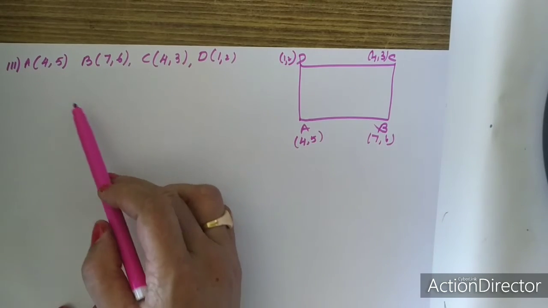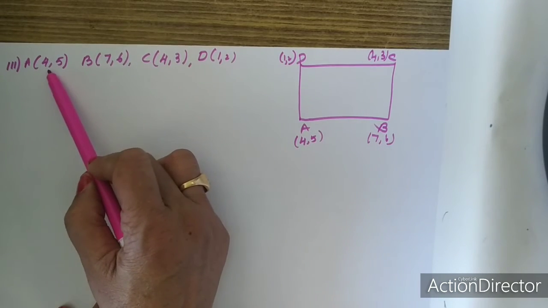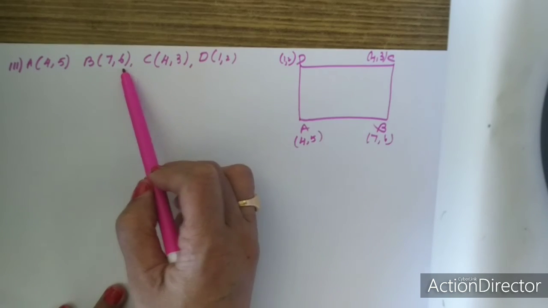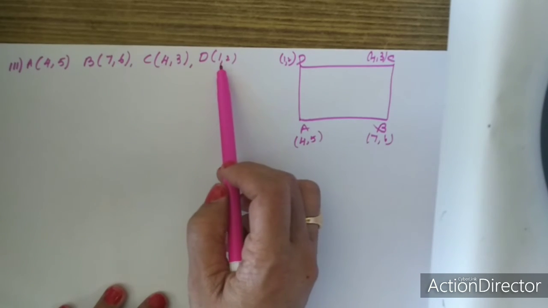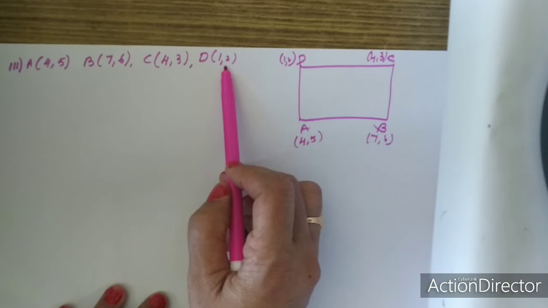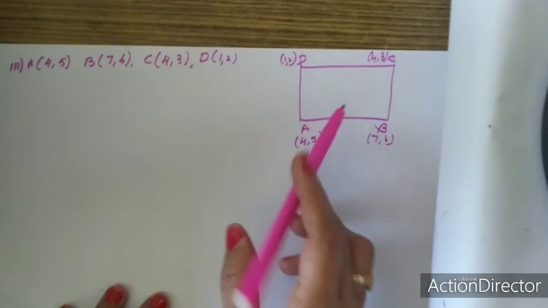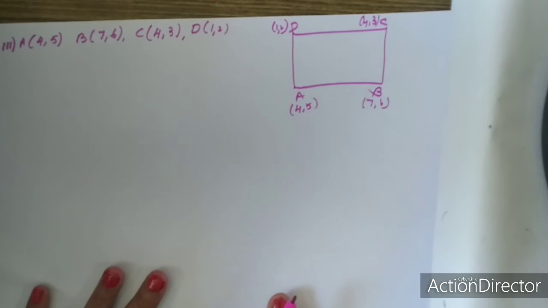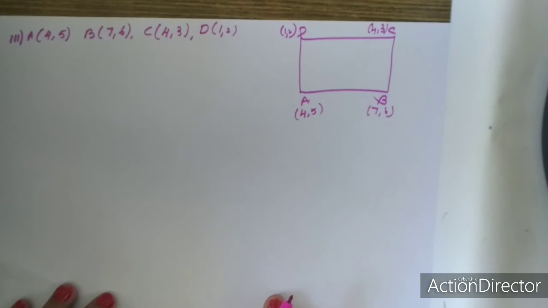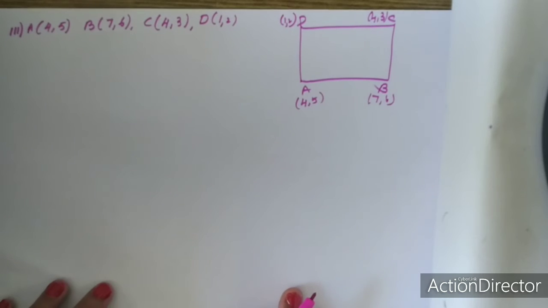Coming to the third one, here A is given as 4, 5. Let us take B as 7, 6, C as 4, 3 and D as 1, 2. So we have to show whether it is forming a quadrilateral. If it is a quadrilateral, we have to write the type of quadrilateral also. Same question again. So let us find the distance of AB, BC, CD and DA as we did earlier.